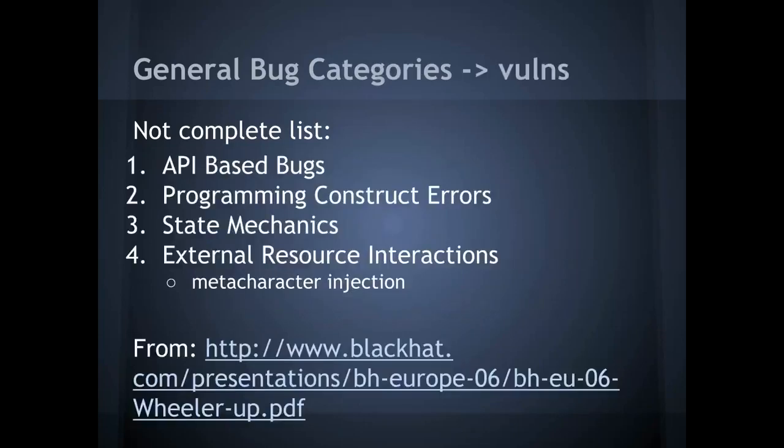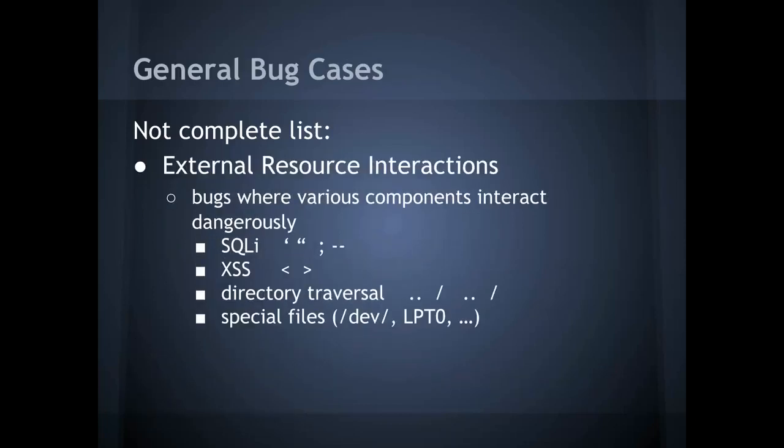As these authors from this Black Hat presentation describe, there's also external resource interaction, where really it has to do with dangerous interaction between various different components in that architecture. Perhaps the web server and the database don't interact safely, or perhaps there's a dangerous LDAP interaction that leads to directory traversal or accessing protected things.